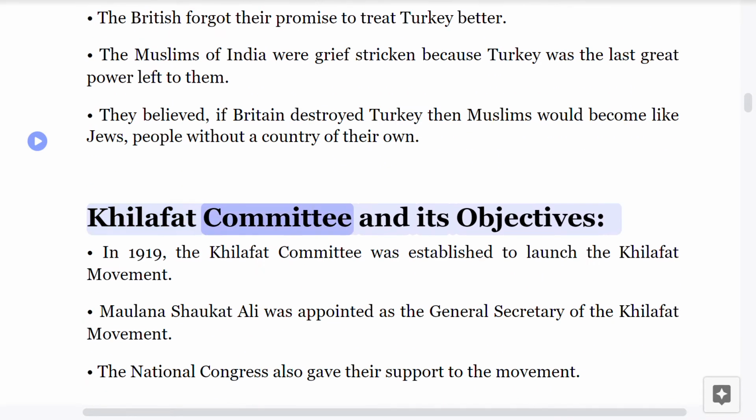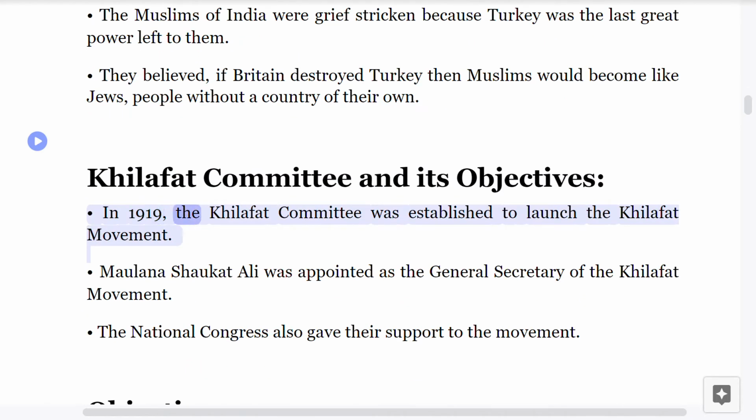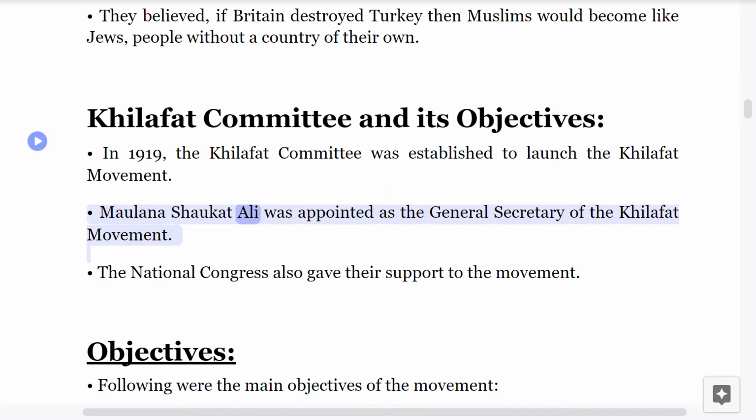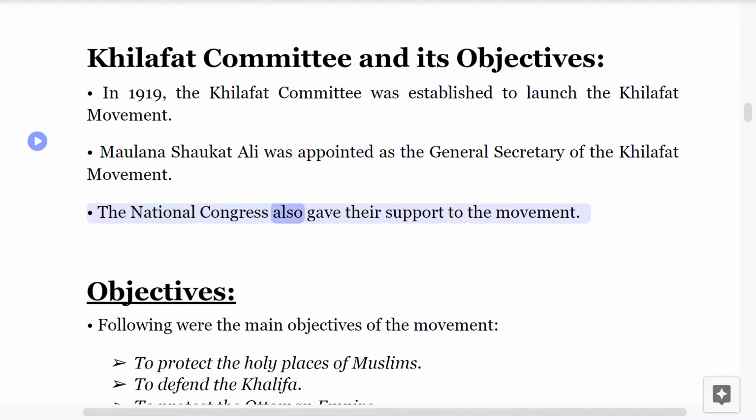Khilafat Committee and its objectives. In 1919, the Khilafat Committee was established to launch the Khilafat movement. Maulana Shaukat Ali was appointed as the General Secretary of the Khilafat movement. The National Congress also gave their support to the movement.